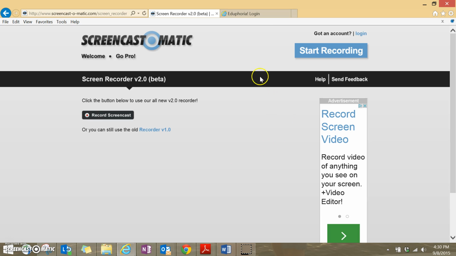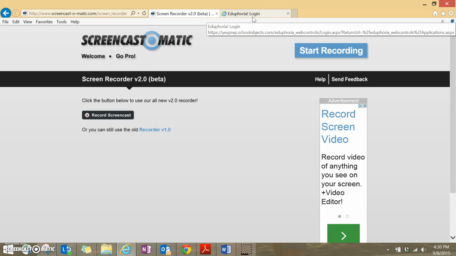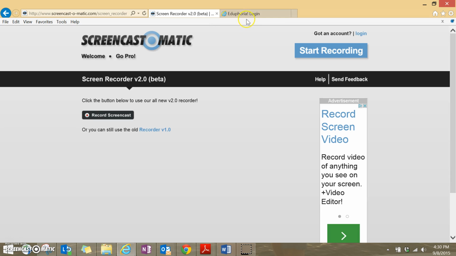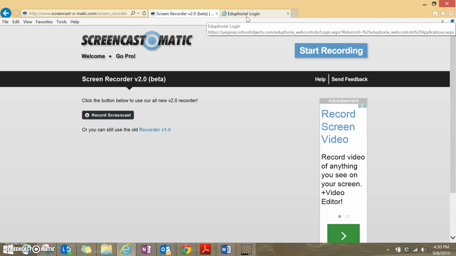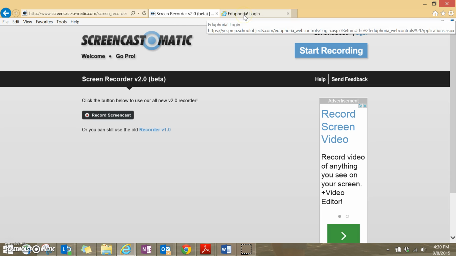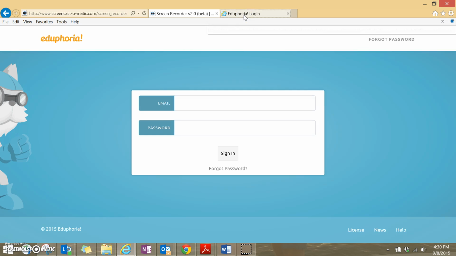The first thing you're going to want to do is actually go and find your data. So you're going to need to log into Eduphoria or Aware. As you see me hovering over this, the website is https secure yesprep.schoolobjects.com/eduphoria. That's enough of the website to get you there. You can also get there through navigation. Once you're there, you're going to log in.